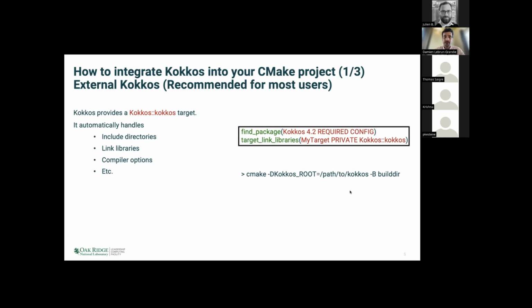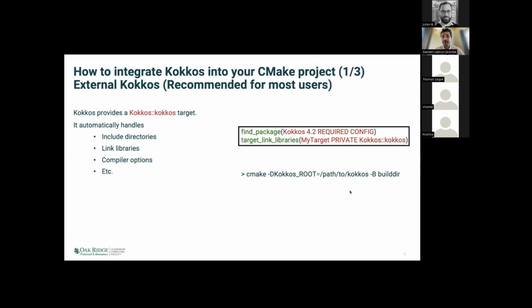You can even specify ranges. There's different syntax, but here, when you write that, you say, I would like to find a Kokkos which is at least 4.2. The REQUIRED is important. It says that you want to fail at configuration time if you don't find it. And CONFIG is basically something that says that you do not want to pick up someone else's definition of how to find Kokkos. You want to only detect what was installed by Kokkos.